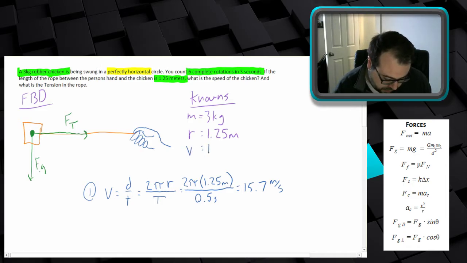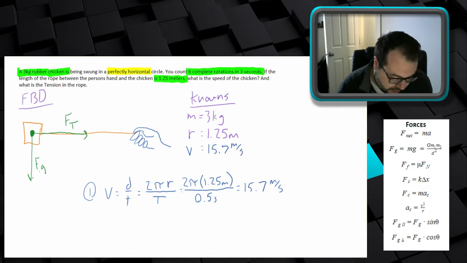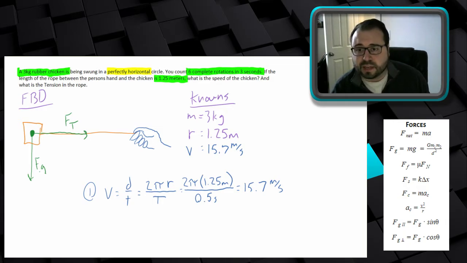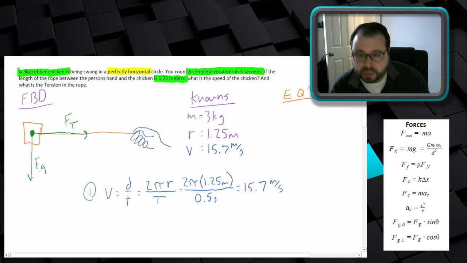So back to our normal solving screen, we can bring that into our knowns. We know that the speed of this rubber chicken is 15.7 meters per second. That's going to help us out. Now we've got to know the tension in the rope. That's the next question. So for that, we need to come to our equations. We need to make equations in this situation. There's only one we can make.